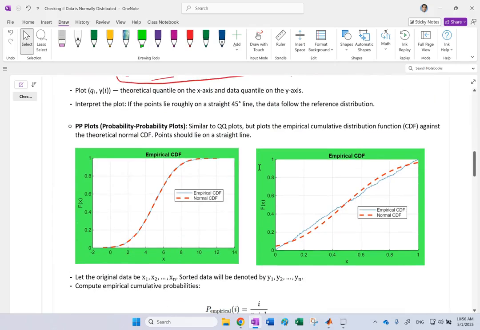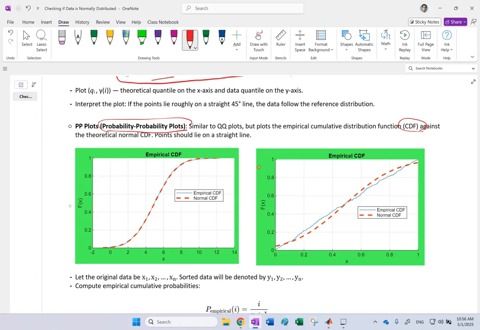The next one is called PP plot, or probability plot. This time, instead of plotting quantiles versus data, you plot the actual cumulative distribution function, CDF, against the actual data. Okay, and you do that both for a theoretical distribution and for the actual data. So again, the good thing about this is you can do it for any distribution, not just normal distribution.